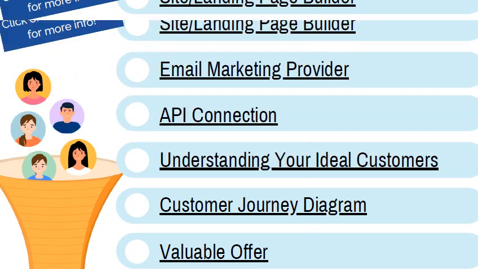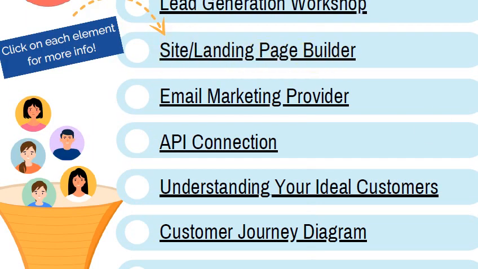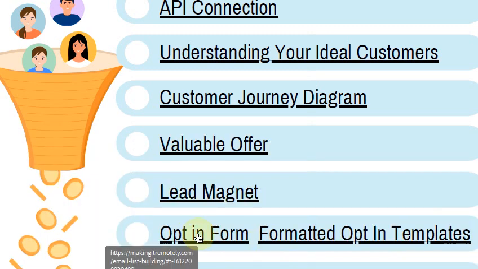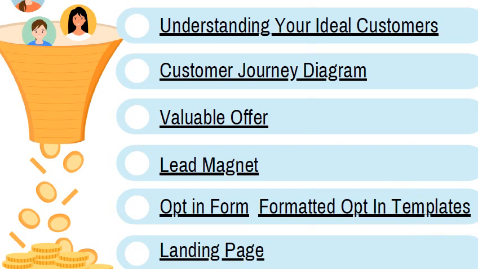Next, you're going to need an opt-in form. So in your site or landing page builder, you're going to need the ability to create an opt-in form. This is an opt-in form, and it explains exactly what an opt-in form is. And then this is a video that shows you some of the formatted, done-for-you opt-in templates that you can use if you buy Thrive Suite. They actually come as part of the Thrive Suite membership. So when you get Thrive Suite, you don't have to worry about having templates that you can use. They come with the package.